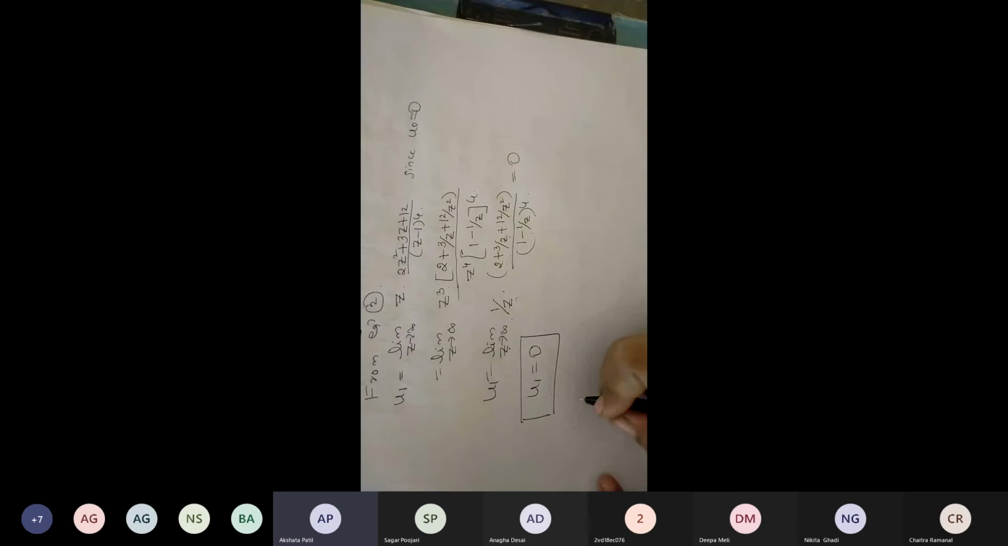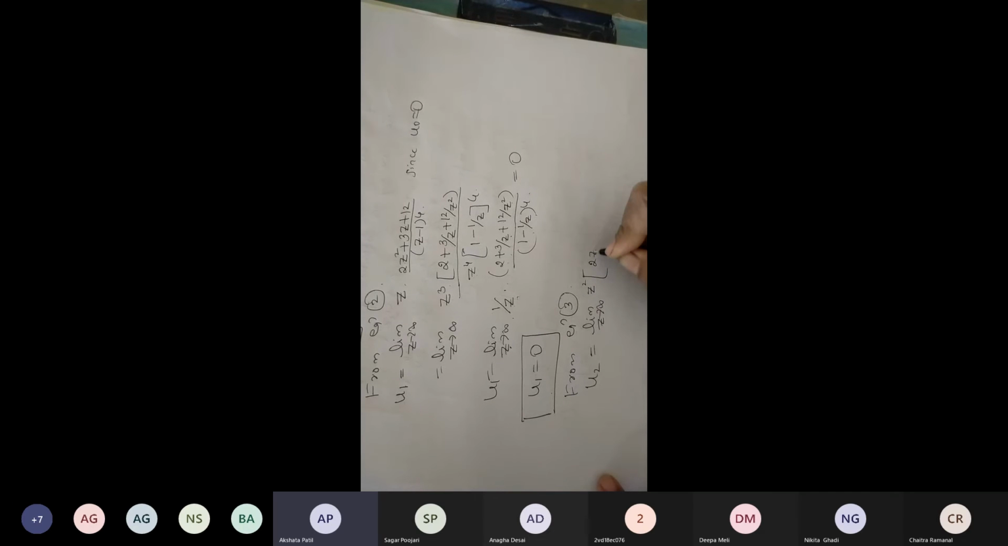Okay. Now from equation 3, I need to calculate the u₂ term. So the u₂ formula is the limit as z tends to infinity of z² into ū(z). The function is (2z² + 3z + 12) divided by (z − 1)⁴. Here no need to write the u₀ term and u₁ term, because u₀ is 0 and u₁ is also 0.